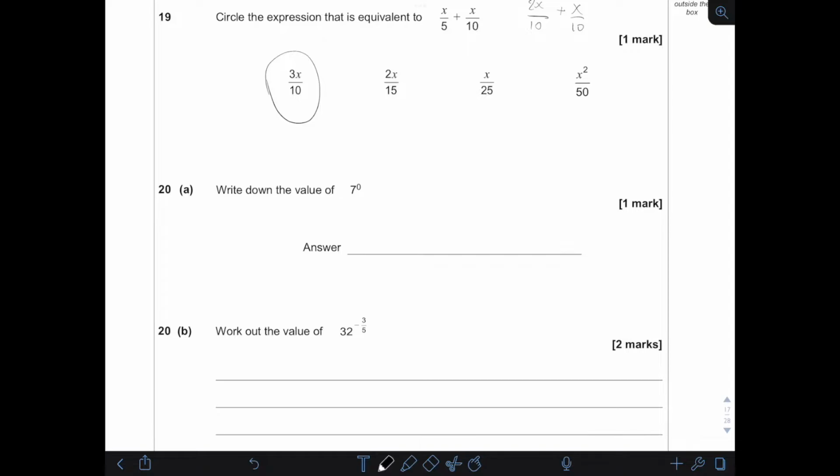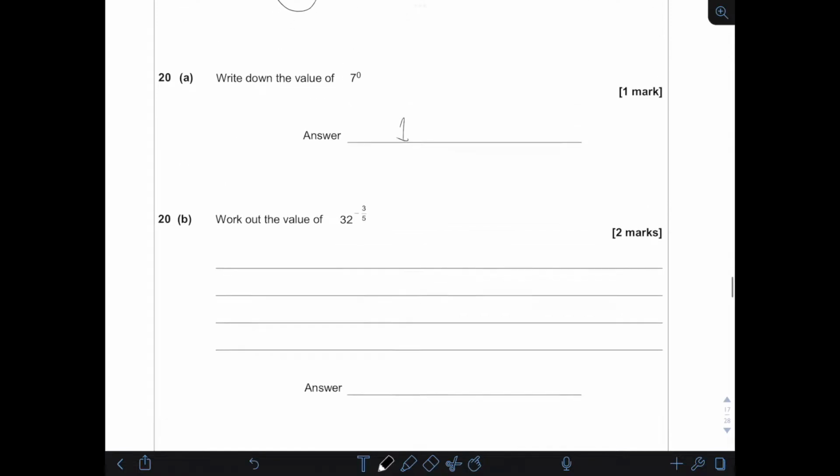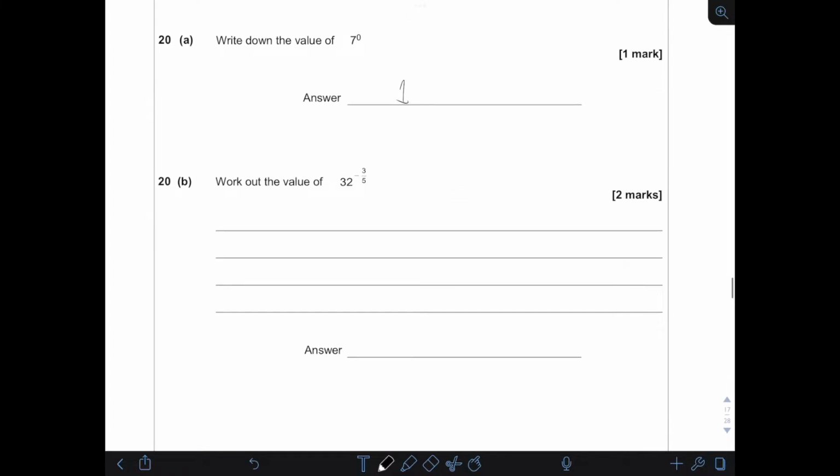Write down the value of 7 to 0. Anything to the 0 is 1. That's just something that you should already know. Work out the value of 32 to the power of minus 3/5. So it just so happens that you know, I hope, that 32 is 2 to the power of 5.